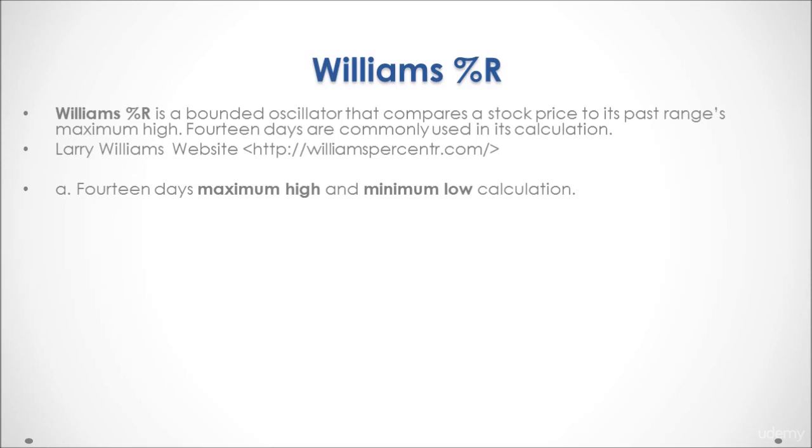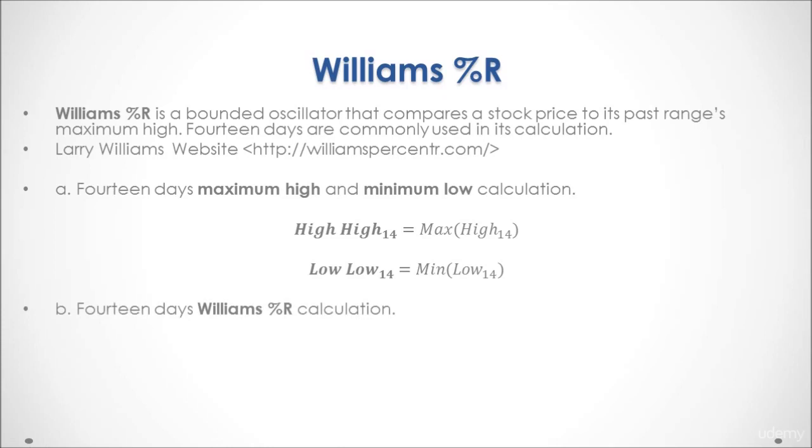Its calculation has the following steps. A. 14 days maximum high and minimum low calculation. High or maximum high of 14 days is equal to the maximum high price of 14 days. Low or minimum low of 14 days is equal to the minimum low price of 14 days.